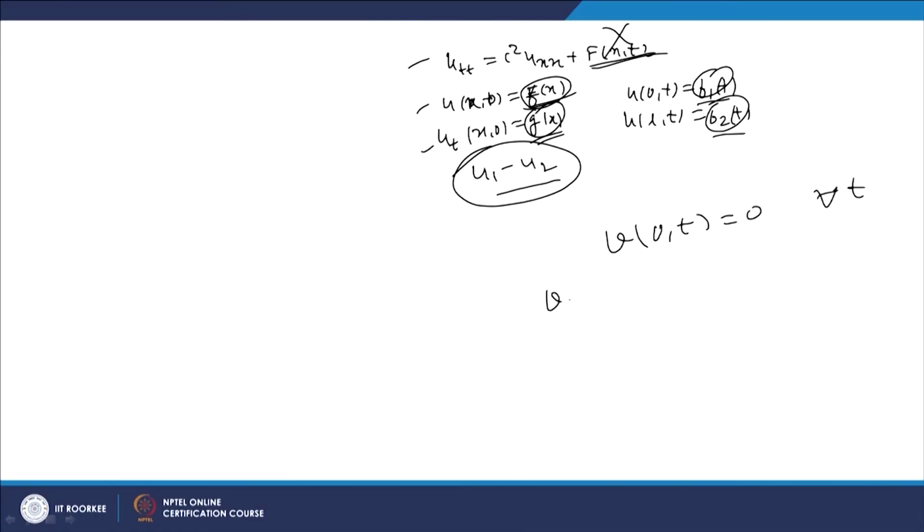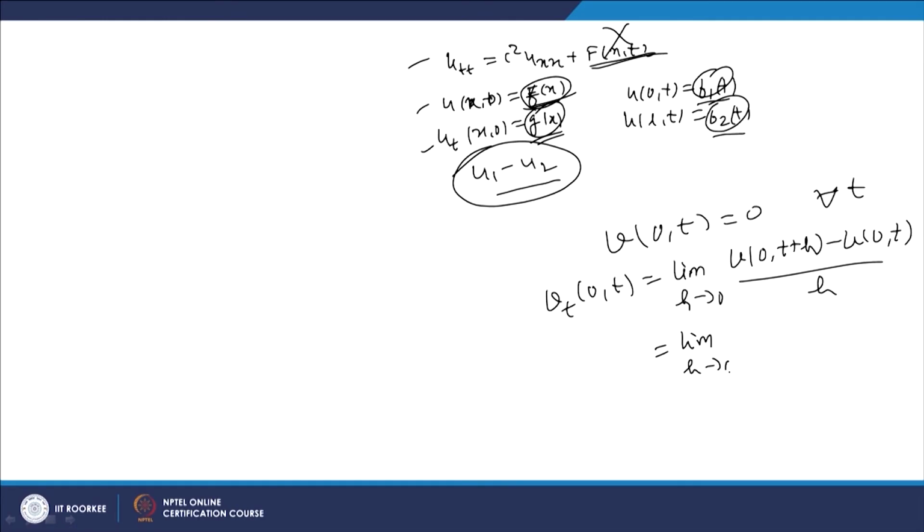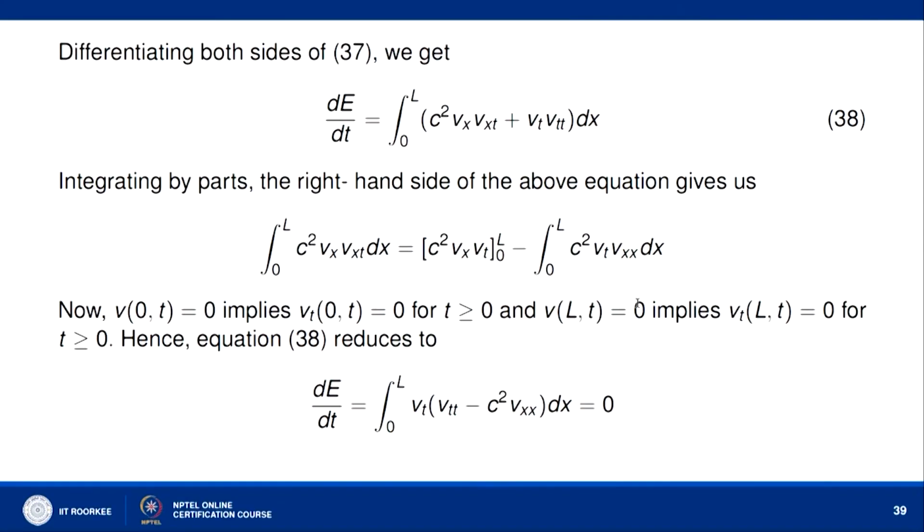So, if you want to calculate Vt(0,t), then it is the limit, say h tending to 0, of V(0, t plus h) minus V(0,t) divided by h. Now, since it is true for all t, this value is also 0, and this is already 0. So, it is nothing but 0. So, Vt(0,t) is coming out to be 0. And since V(L,t) is equal to 0, in the same manner we can say Vt(L,t) is also 0. So, this boundary term is gone, is it okay.